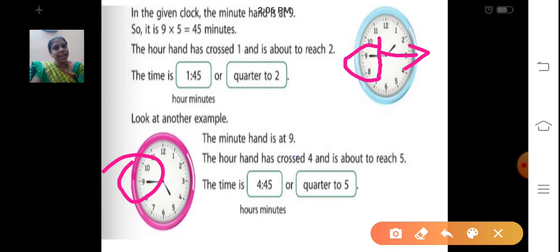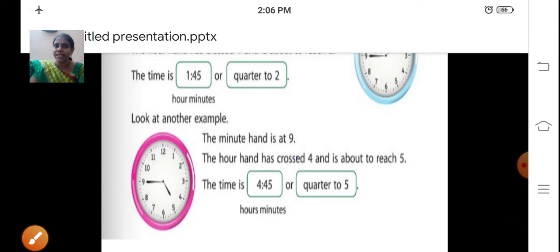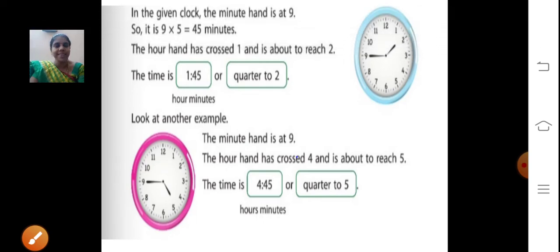Now if it is at 9, it is quarter to. What do we call it? Quarter to, that we are going to see. So where is the minute hand now? That means the longer hand. It is at number 9. So how will we call it? Quarter to. We call it quarter to.